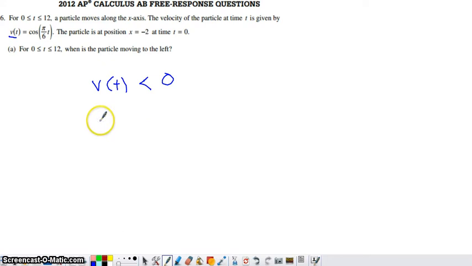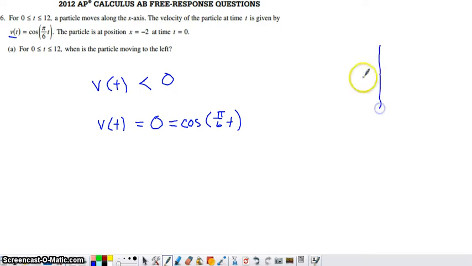So we want to set v of t equal to 0. And if we set v of t equal to 0, that would amount to cosine of pi by 6t being equal to 0. So what we typically do in situations like this is we break out the unit circle and we try to use it to help us with our trig ratios. What I notice here is that we have more than just a variable inside this. We have a coefficient as well of pi by 6.